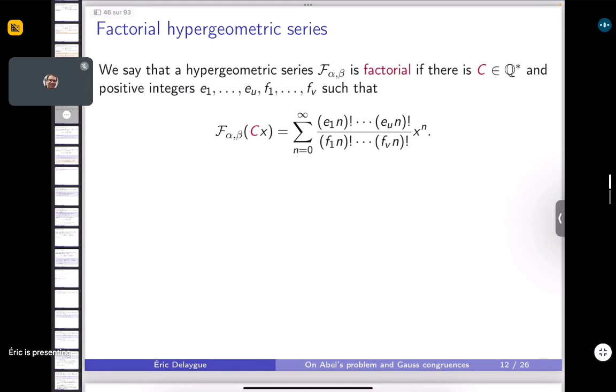So we say that a generalized hypergeometric series f with parameters alpha and beta is factorial if you, in fact, can find a rescaling, given by a constant c, which is a non-zero rational number, and if you can find positive integers e and f, such that after rescaling f, you find the generating series of a quotient of factorial ratio.